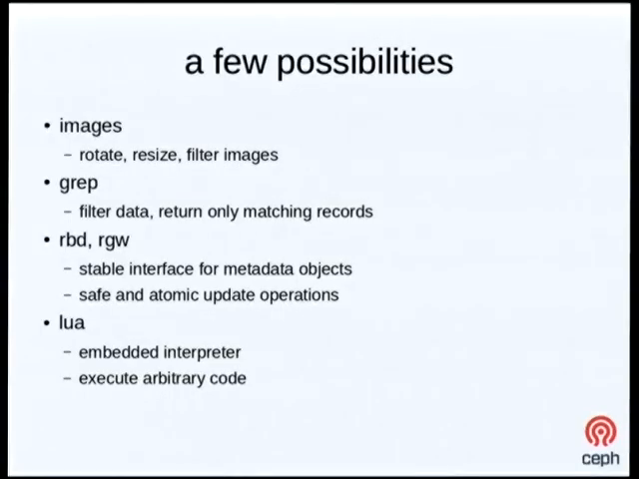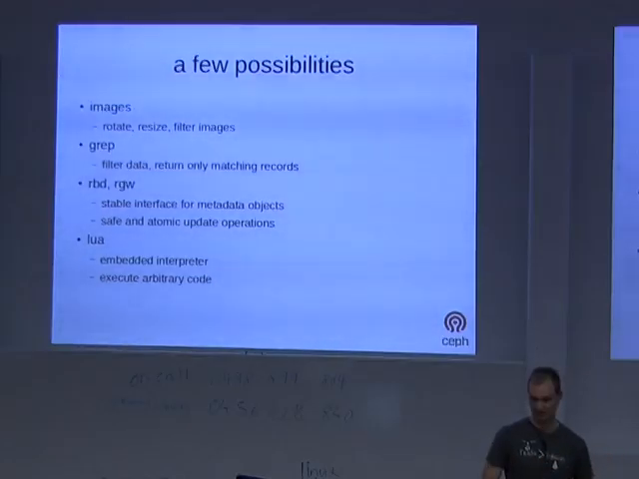The RADOS block device and RADOS gateway have their own classes that they use, mostly to enforce a clean interface to the objects that are storing metadata about disk images and so forth, so they can do argument validation and make sure you're not storing gibberish in the system.